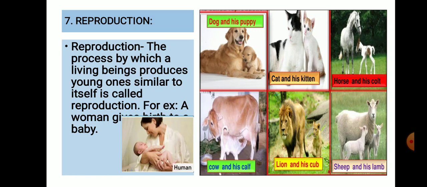But students, remember here, all organisms do not reproduce in the same way. Some animals reproduce by laying eggs. You know that, students. For example, hens, lizards, birds, ostriches and frogs give birth by laying eggs.